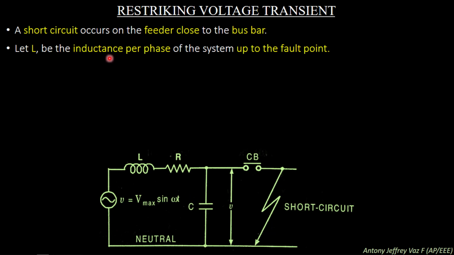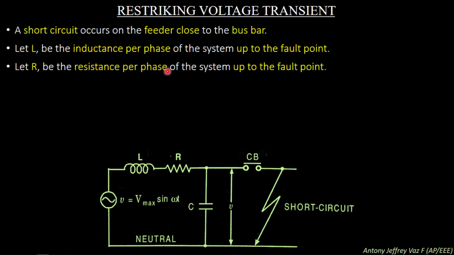Let L be the inductance per phase of the system up to the fault point. You can see the fault has occurred in the transmission line. Since the fault is present in the long transmission line, the inductance of the transmission line is calculated up to the fault point. After the fault, the inductance is not considered. We know that since the transformer and generators are wound using coils, these coils will possess inductance, and these inductive effects are lumped together as an inductance L and shown in this circuit diagram.